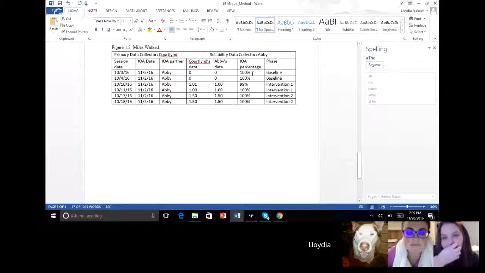As you notice, their IOA percentage is 100 because 0 divided by 0 times 100 is going to be 0, so that's 100% agreement. But on October 10th, you can note here that she did 1.01 miles, at least that's what Cortland reported, but her picture only showed 1.0 miles. So they're at 99%. I just wanted to give you an idea of what that was. I'm just going to stop sharing here.